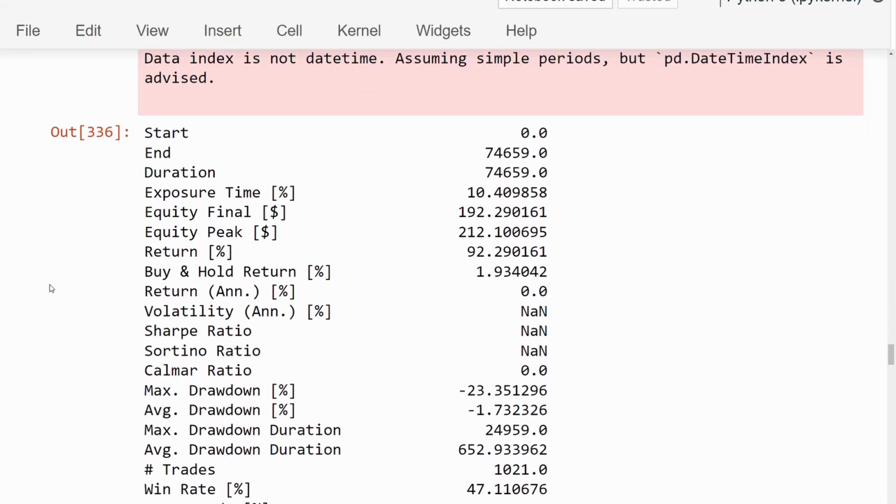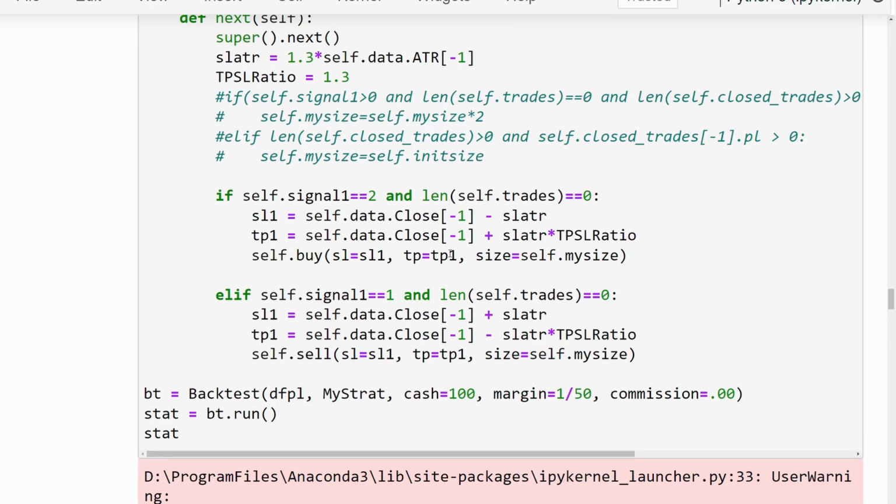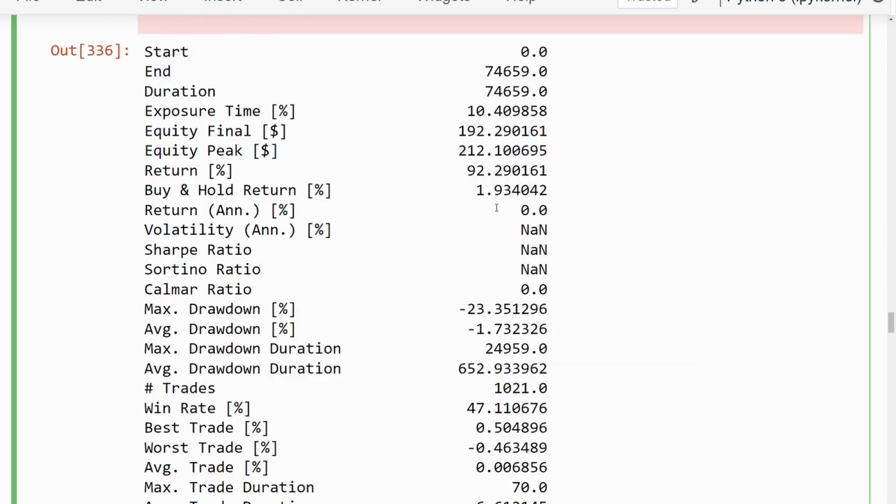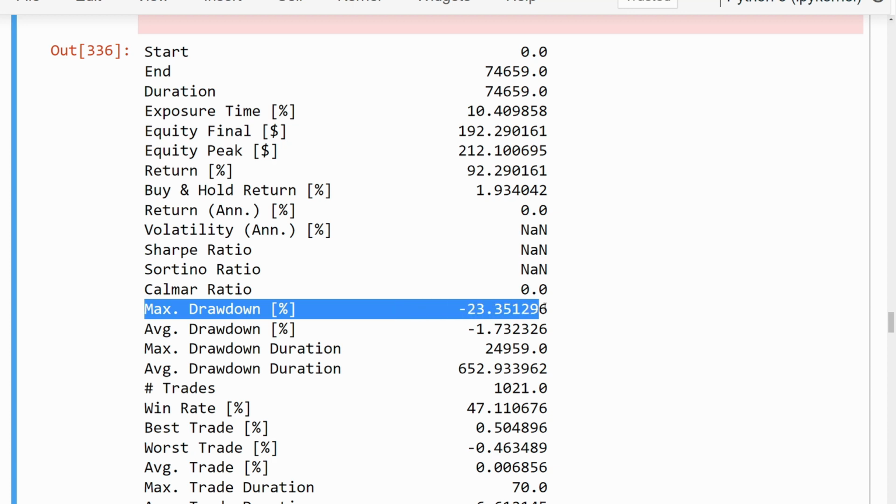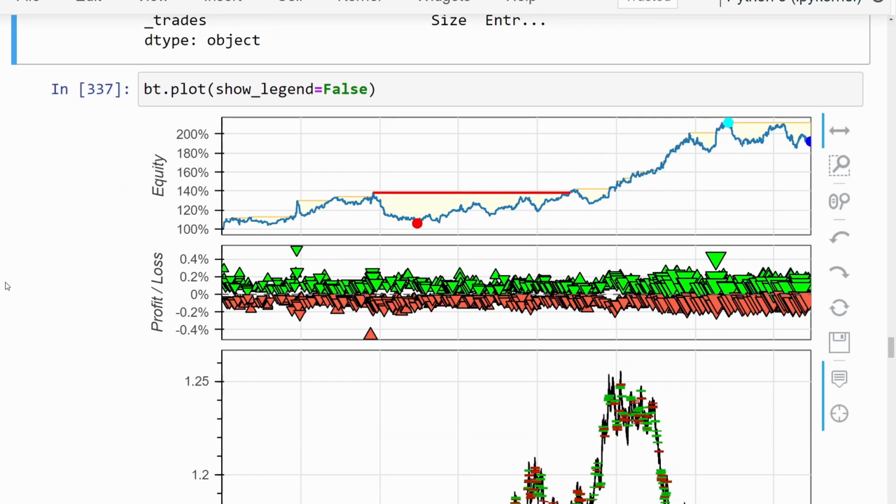So this is the second strategy where we have the ATR related with take profit and stop loss ratio for the stop loss and the take profit values. These are the results. We have 92% total return, and what I'm interested in is the winning rate, which is 47%, also like the previous set of data, so nothing really surprising here. The maximum drawdown is minus 23%, something very close to the previous set.